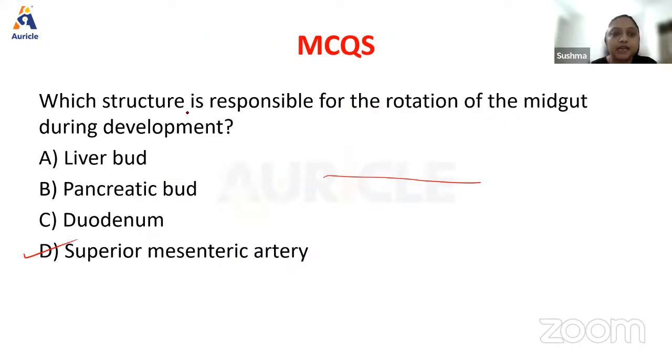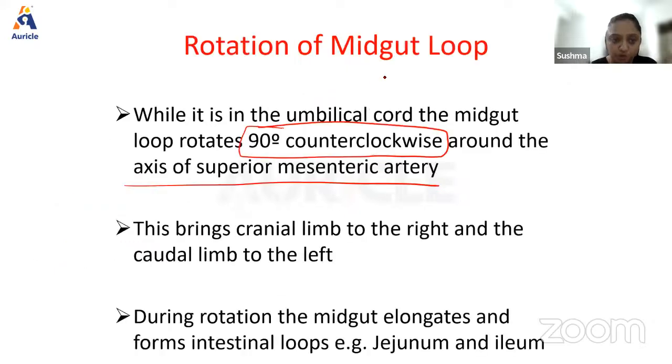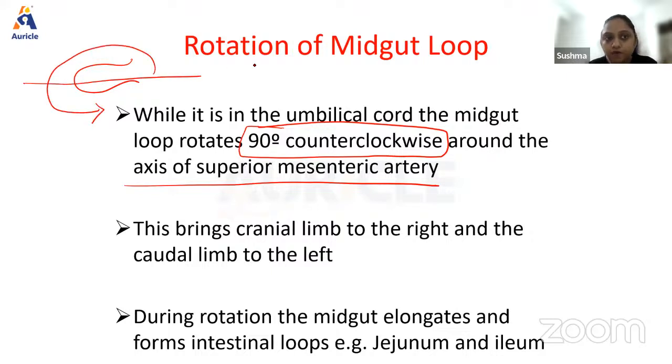Look at this question, guys. Which structure is responsible for the rotation? Superior mesenteric artery. So, the midgut loop that is formed undergoes a counterclockwise rotation like this, and the axis of rotation is the superior mesenteric artery. If the superior mesenteric artery is like this, it undergoes a counterclockwise rotation around it. Because of this, what happens? This brings the cranial limb to the right and the caudal limb to the left.